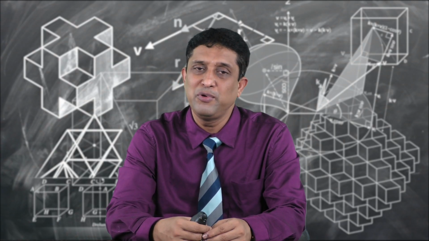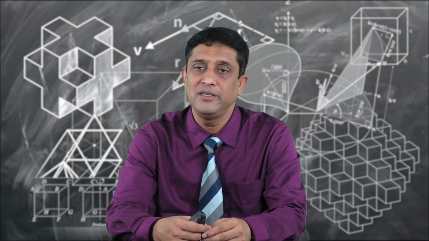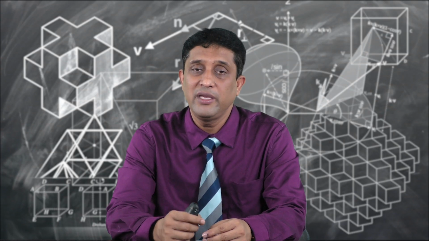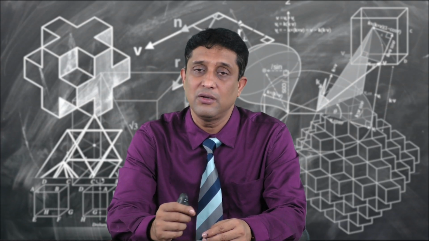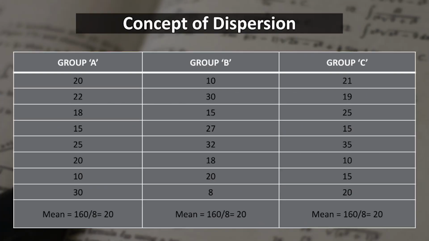Now let me give one example. I think this example will make it easy to understand the concept of dispersion. Here, look at the data of three groups. Here n is 8. It means a total of 8 students are there in 3 different groups: group A, group B and group C. In group A 8 students are there, in group B 8 students, and group C also 8 students.